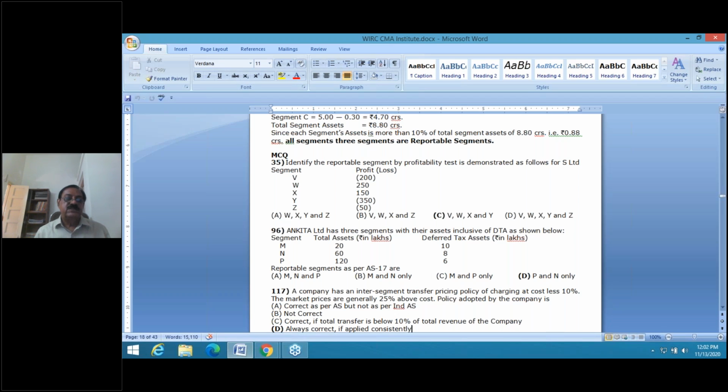So loss figure is 200, 350 and 50, is 500. Profit figure is 250 plus 150, 400. So highest is 500. 500, 10% is 50. So whosoever is profit or loss is 50 or more is a reportable segment. 50 or more. Sorry, 500, 10% is 50, na?